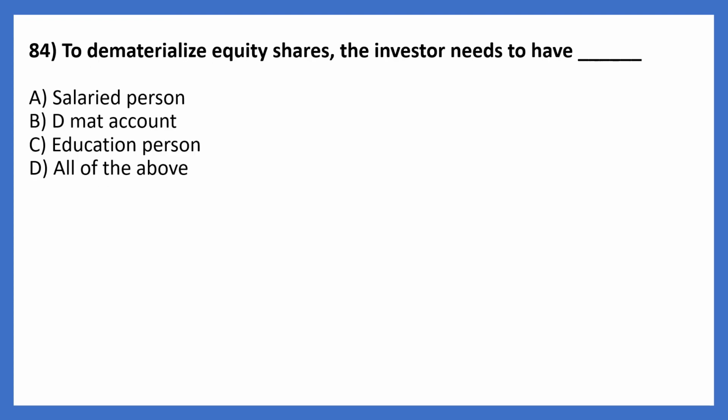To dematerialize equity shares, the investor needs to have option A, salaried person, option B, Demat account, option C, education person, and option D, all of the above.